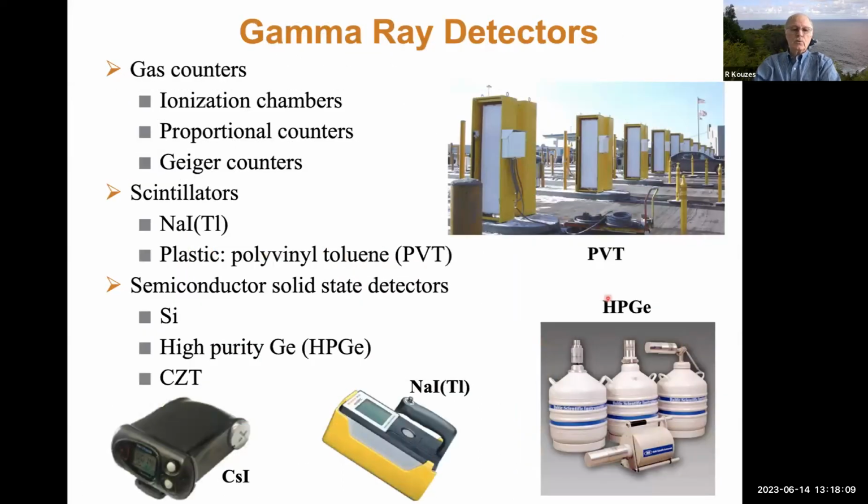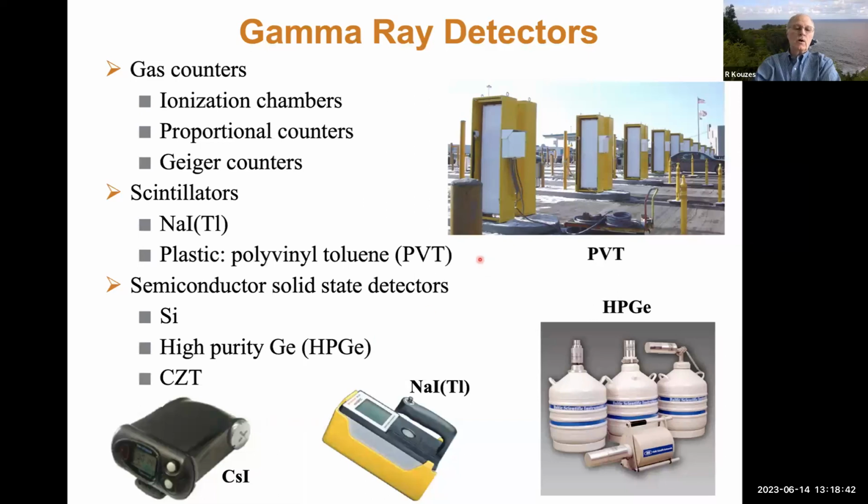So for gamma ray detection, we can look at some different detectors. We talked about gas counters. They can be ionization chambers, proportional counters, or Geiger counters. They typically don't have great resolution, but they allow us to detect a signal. Scintillators can be organic or inorganic. An inorganic scintillator, for example, is sodium iodide. It's typically used in handheld detectors like those shown here. There are others like cesium iodide, shown here, that might be used on a pager.